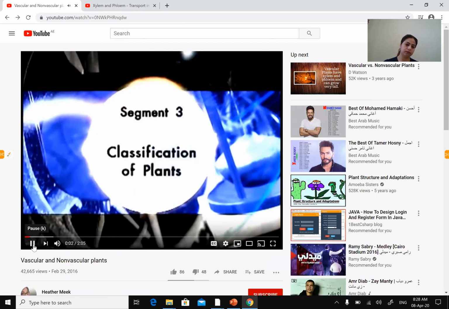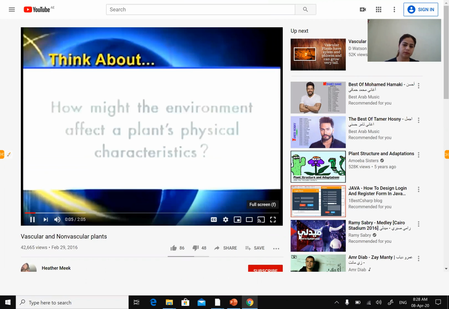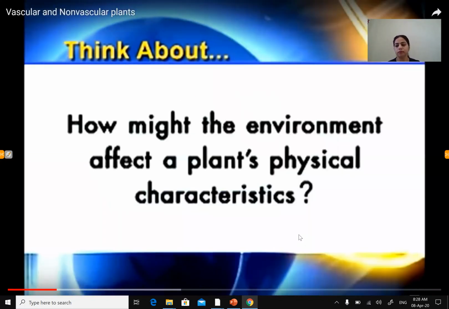Segment 3, classification of plants. Before watching classification of plants, think about this. How might the environment affect a plant's physical characteristics?